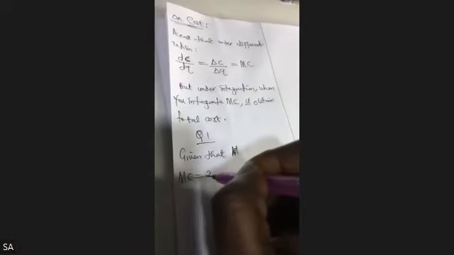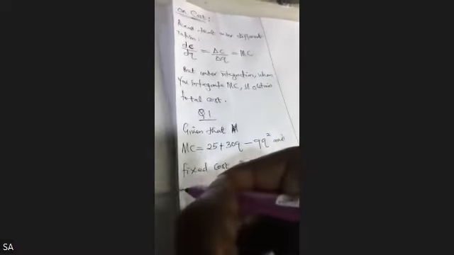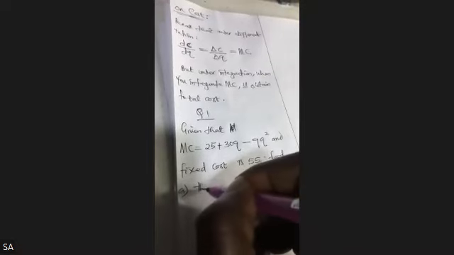Now we are given that marginal cost is equal to 25 plus 30Q minus 9Q squared, and fixed cost is 55. A, find the total cost.